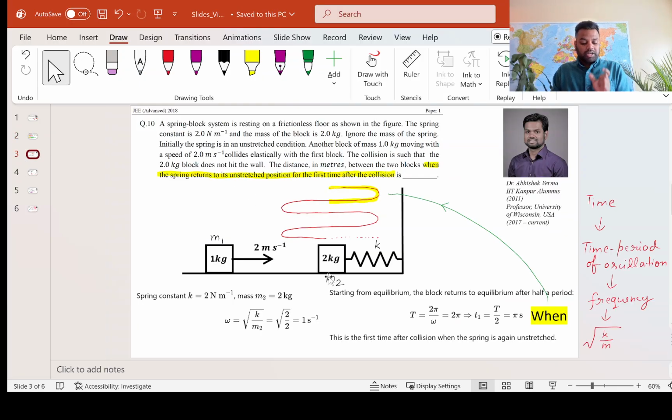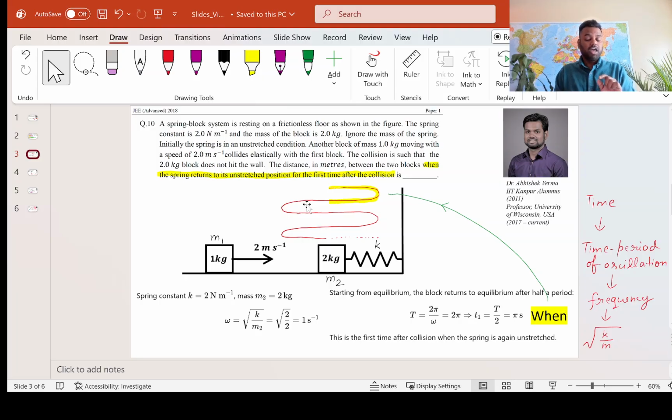Now, let us look at 2 kilogram block. We will call it M2. So it will start oscillating as you see in the red path, right? Oscillating back and forth. So what you have to find out is time. If you look at the yellow highlighted area, after the impact, M2 is here. After the impact, it will compress the spring, move to this position, stop, then the spring will push it back, and then M2 will get back to its start position, and that's when the spring returns to its unstretched position for the first time after the collision. That is half time period, right?